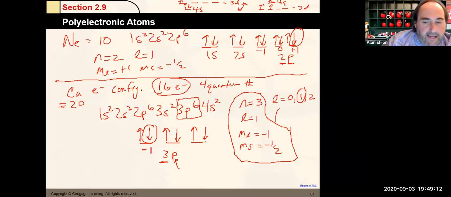Question on that there. Question on quantum numbers, electron configuration.